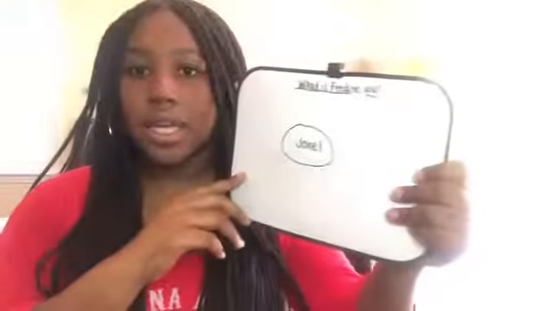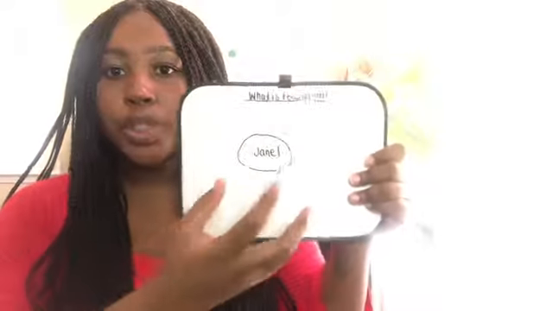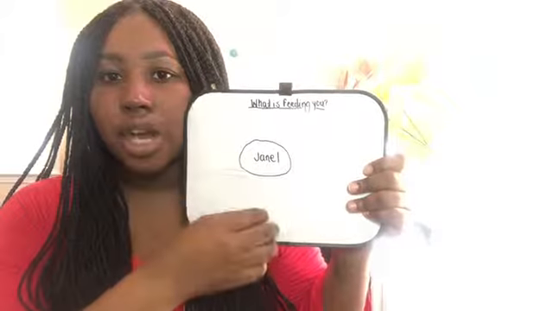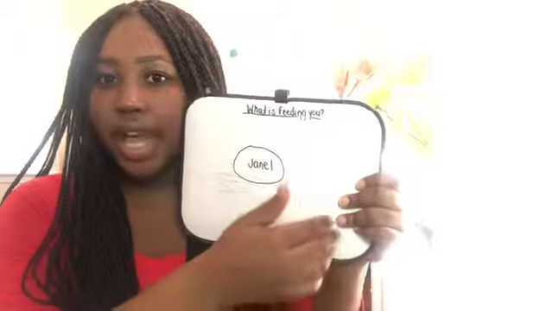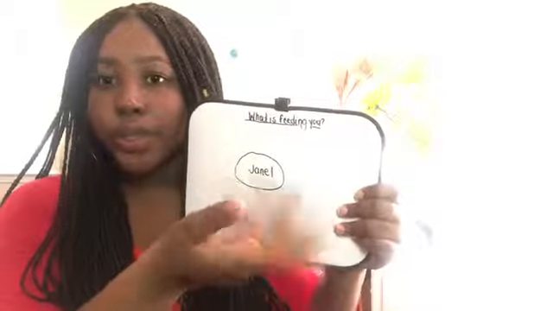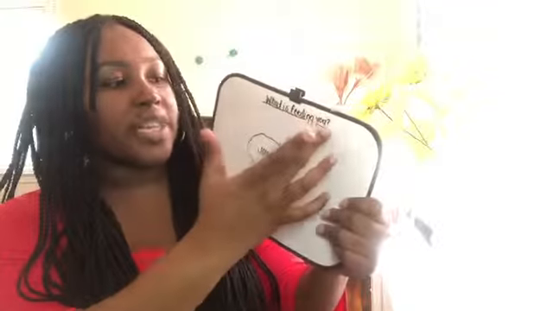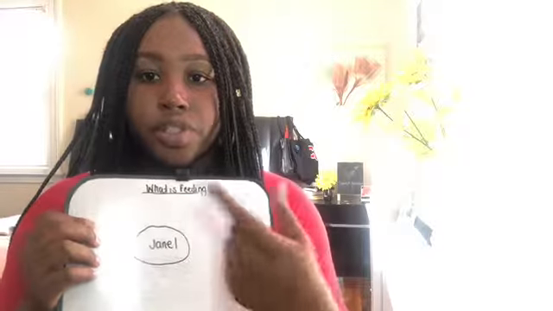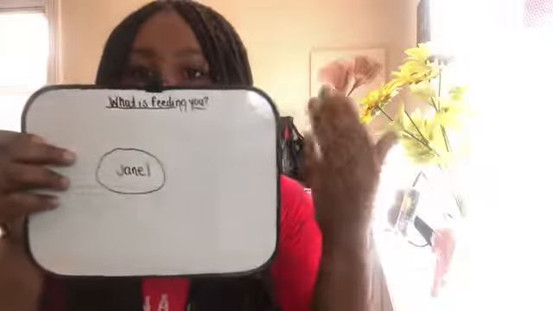So yes, this is what we're doing, and this is kind of backwards. So basically, this is what you're going to do. You're going to write your name in the center of this, right? On top of that, I titled it "What is feeding you?" You guys could put "What is feeding me?" So you put your name, you draw a circle. You just do like this, right?